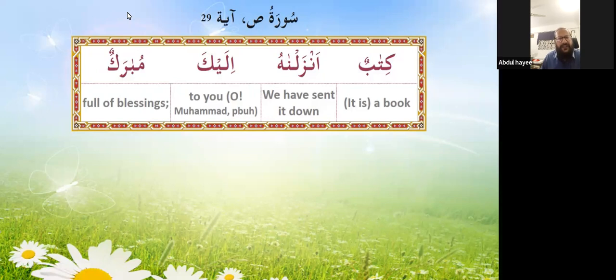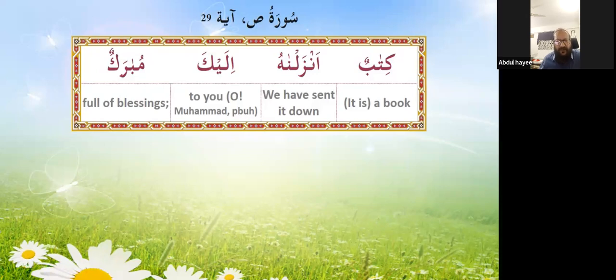Where have we sent it down? Ilayka. How many parts? Ila and ka. Ila means to, and ka means you. We have sent the book, the Quran, to you. Mubarakun. Look at the construction. Is it ism, fi'l or harf? Mubarakun is an ism, because it has a tanween. And normally we say Eid Mubarak.